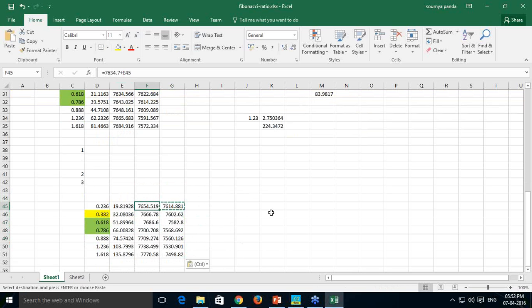Or at any point during the day, if it falls below 7615, I'll sell. At any point during the day, if it moves above 7654.5, rounded to 7655, I can buy. So this is what I am going to do for the trade. And once I am buying, my first target is here, then the second target, the third target, and all these targets of 0.88, 1.236, I can get.